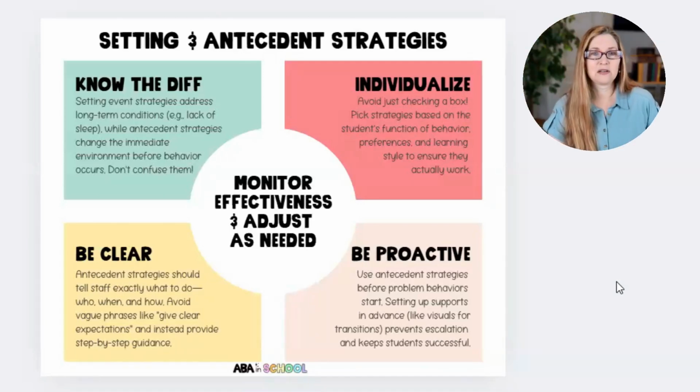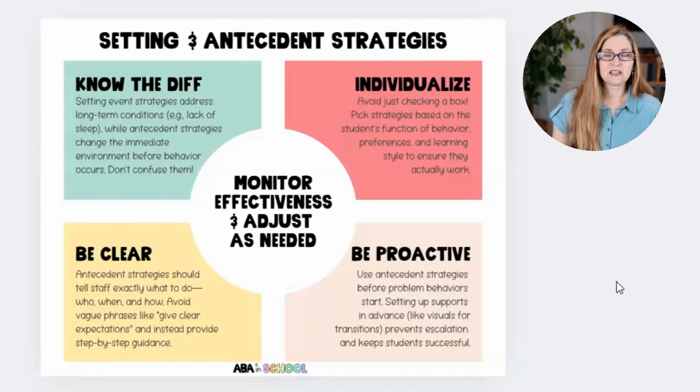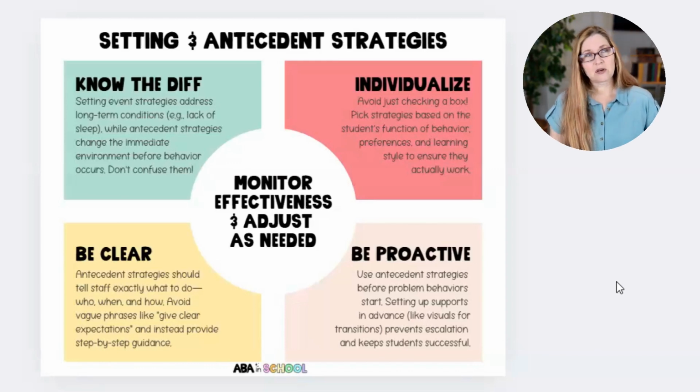And then the last thing, as always, is monitor effectiveness and adjust things as needed. I don't know how many times I've seen behavior plans just get passed on year after year after year, and nobody ever looks at it or analyzes: are these strategies working? Are we still using this one or modifying? They just keep going on. You need to adjust these.